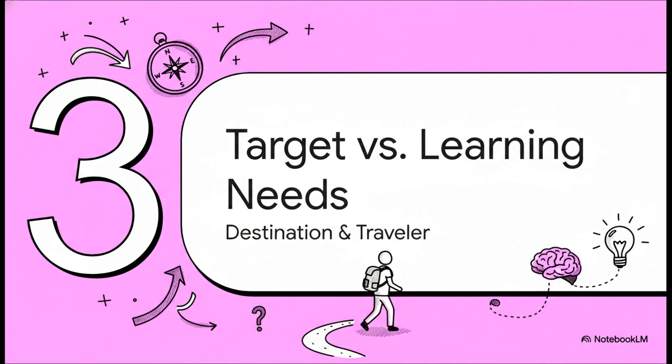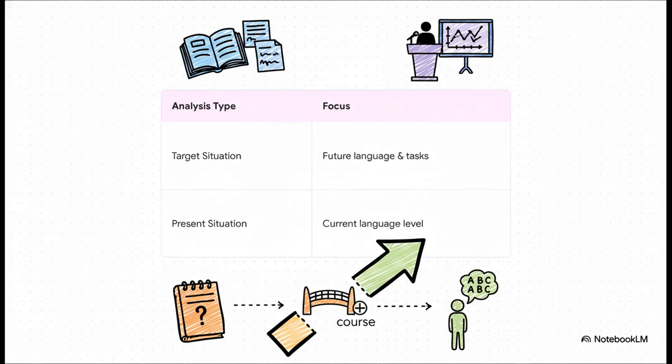But a good blueprint needs more than just one type of information. To design a truly fantastic course, you have to understand both the destination and the person taking the journey. And this breaks down into 2 big ideas: target needs and learning needs. First up, we have to understand the gap that we're trying to bridge. So on one side, you've got the target situation analysis. This is the destination. What will our engineering student need to do down the road? They'll need to write complex research papers, give technical presentations. Then on the other side, we have the present situation analysis. That's their starting point. What can they do right now? The space between those 2 points, that's the exact gap the course needs to be designed to fill.